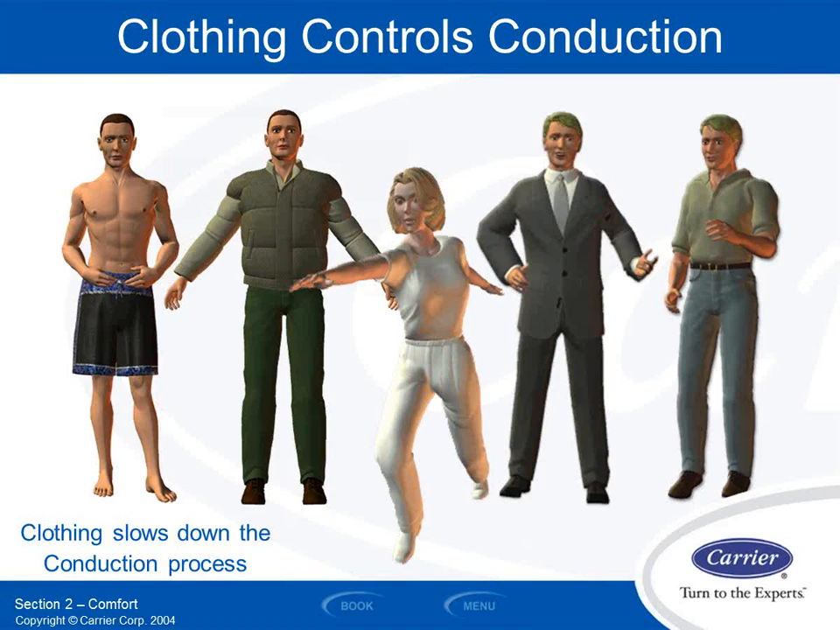From a design standpoint, we're going to take our best guess at the clothing people might be wearing based on the usage of the space. But the clothing will slow down the rate of conduction between the human occupant and the air itself.